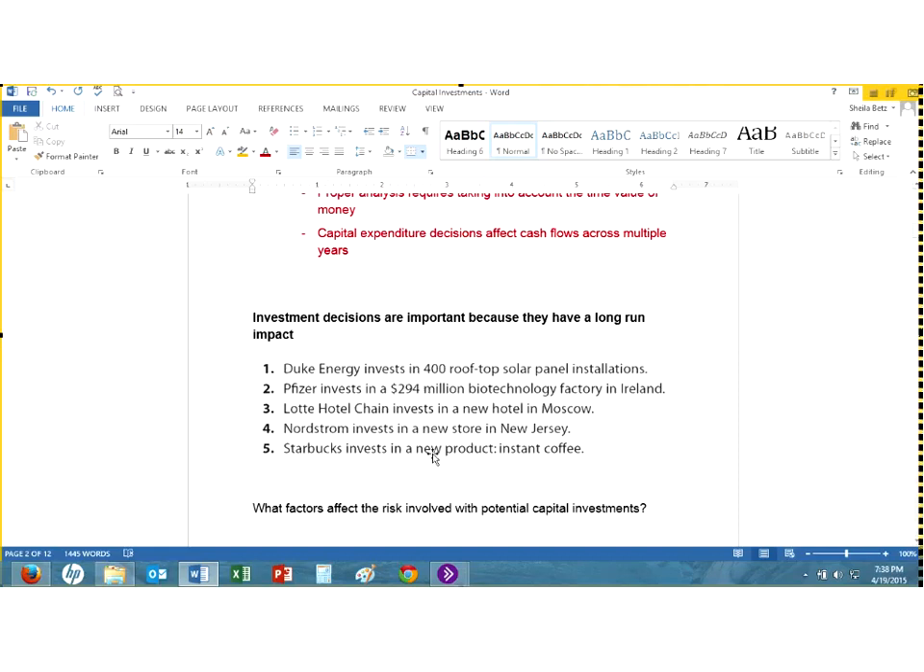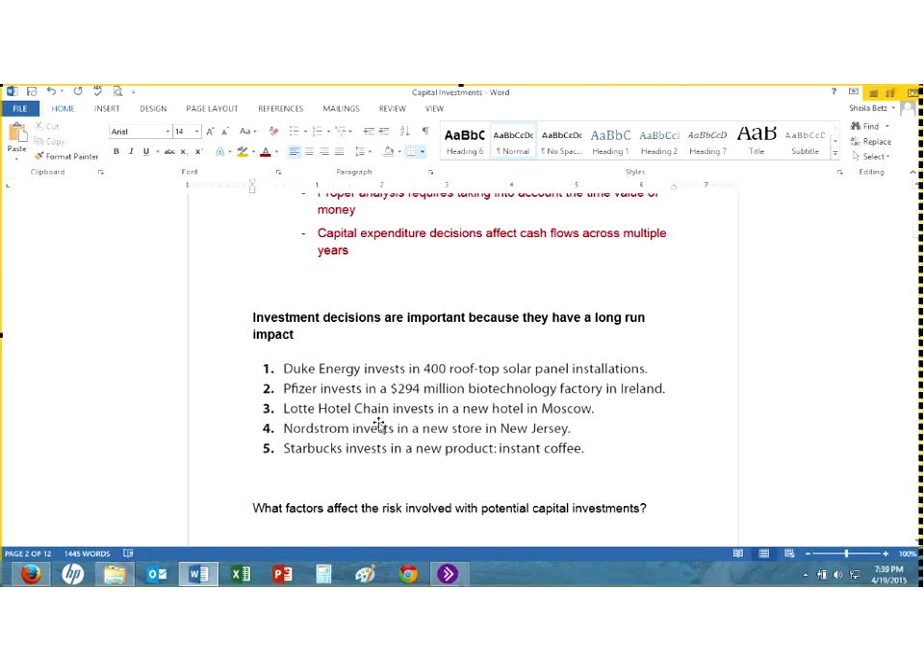So here's some examples of companies that you may have heard of. Duke Energy, if they decided to invest in a 400 rooftop solar panel installation, they would have to look at things such as the time value of money, what cash flows would be coming in or going out in the future. Pfizer, if they invest in some biotechnology factory in Ireland. Hotel chains, if they invest in a new hotel in Moscow. If Nordstrom decides to open up a new store in New Jersey, and maybe if Starbucks invests in a new product such as instant coffee. These are the types of decisions that we're going to be looking at today and what tools companies can use to evaluate those decisions.